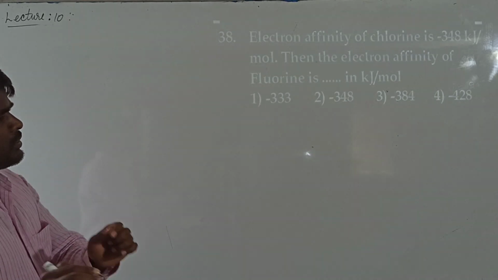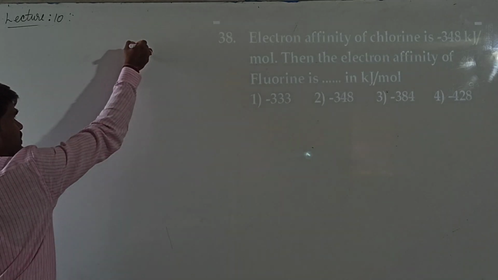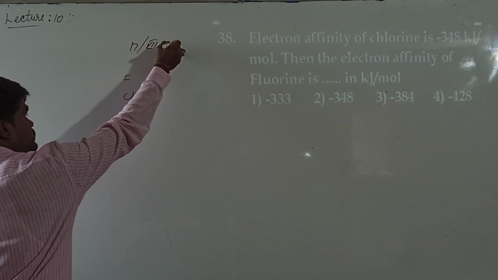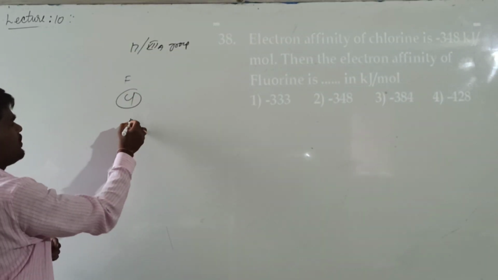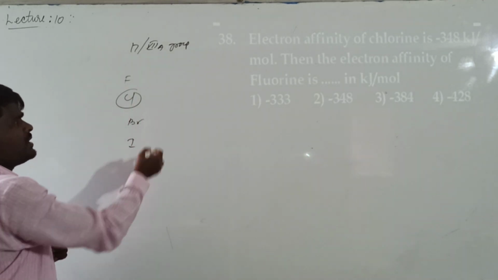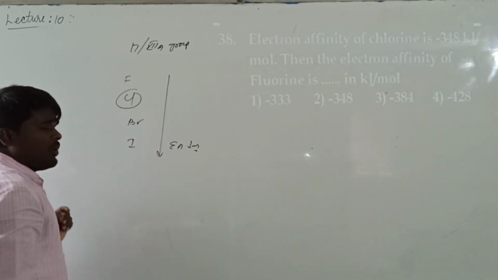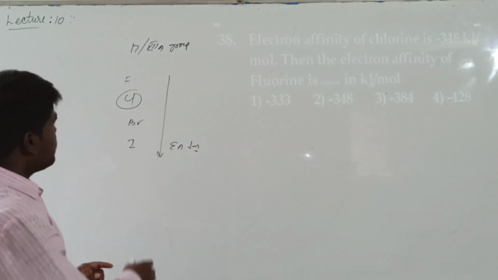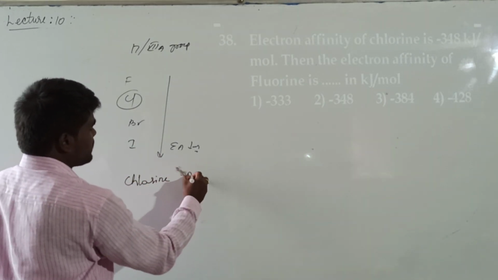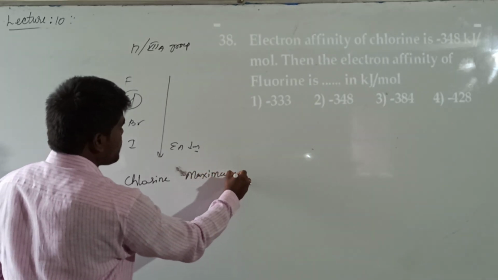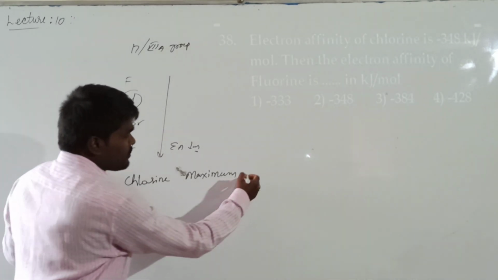Now, what is the relation between chlorine and fluorine? You need to understand that chlorine and fluorine come in the 17th group. Generally, chlorine, bromine, iodine come under the 17th group. Generally, we know that from top to down, electron affinity decreases. But which element has the highest electron affinity? Chlorine has the highest, maximum electron affinity. Generally, we misunderstand this with fluorine, but actually chlorine has the highest electron affinity.